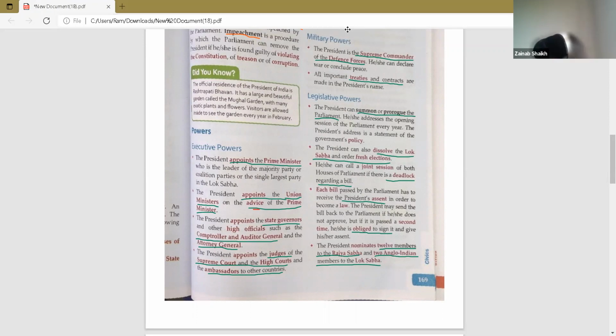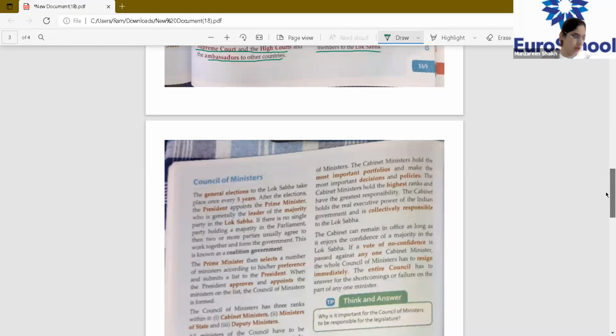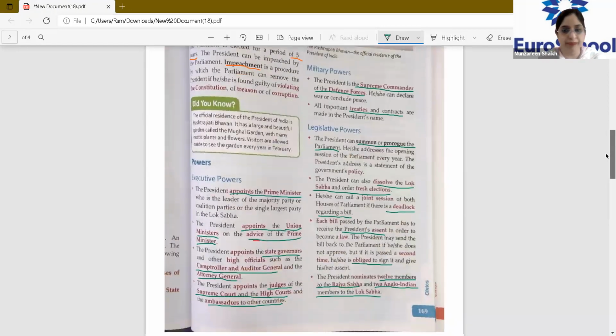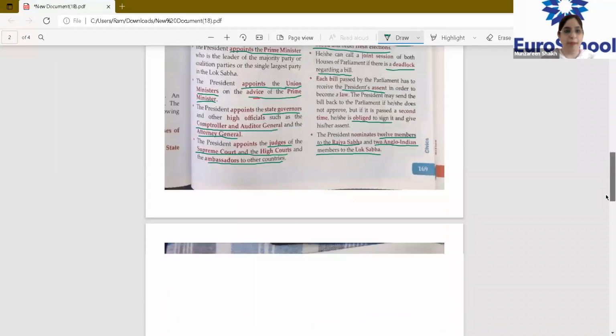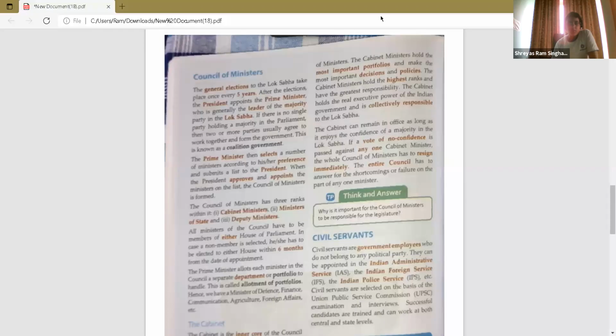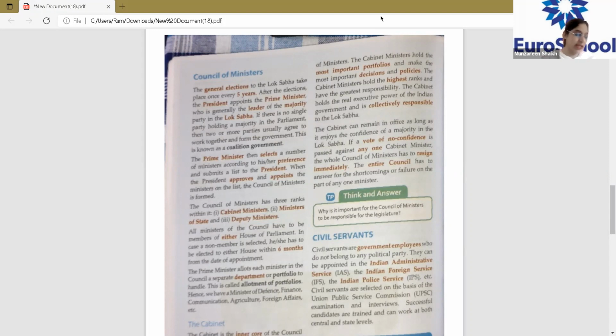There is one more legislative power on the next page. Let's see what that one power is. Next page. That is, when the parliament is not in session, the president can issue ordinances, executive orders. Okay, ordinances like what? Like laws, but they are valid for only 6 weeks after the parliament meets again.